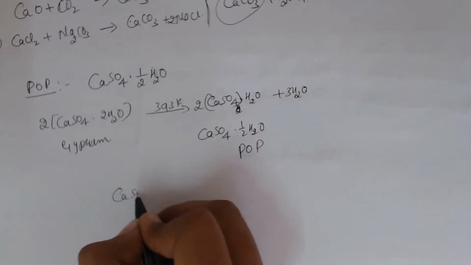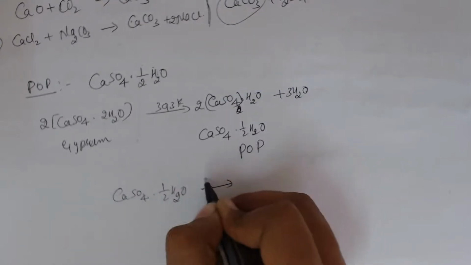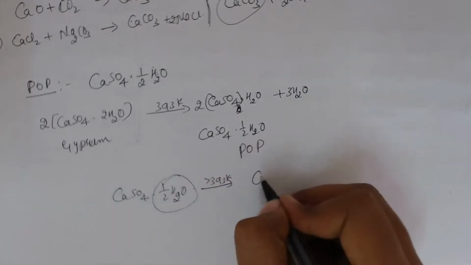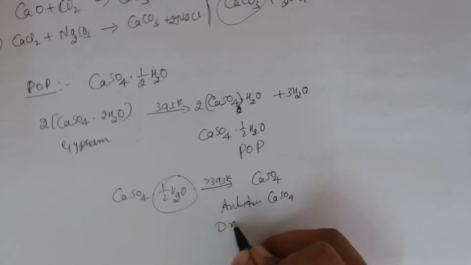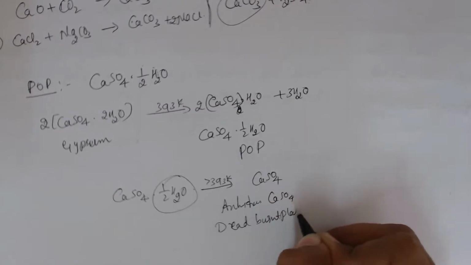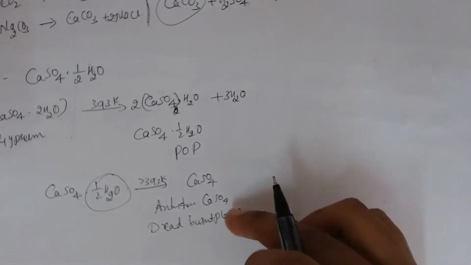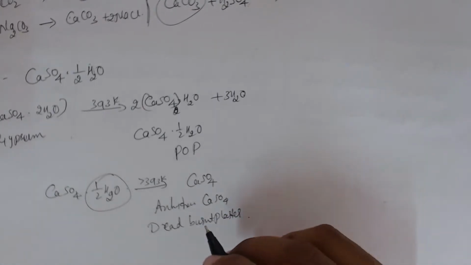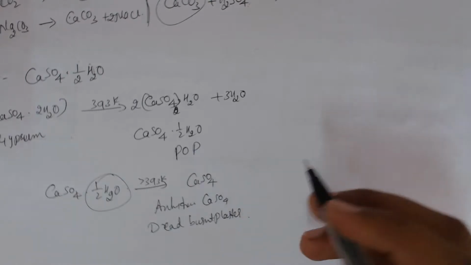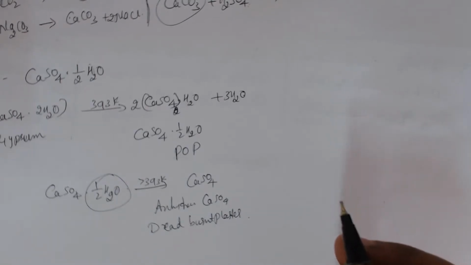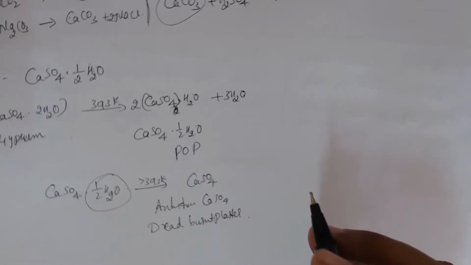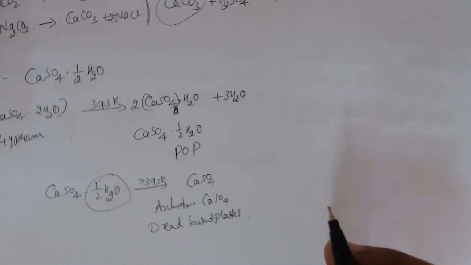If CaSO4·½H2O is heated above 393 Kelvin, it loses the water molecule and becomes anhydrous calcium sulfate. This anhydrous calcium sulfate is called dead burnt plaster. It is a white powder used to design walls, as a building material, and for plastering when a bone is fractured. The plastic mass hardens into a solid within 5 to 15 minutes when we use gypsum or plaster of Paris.